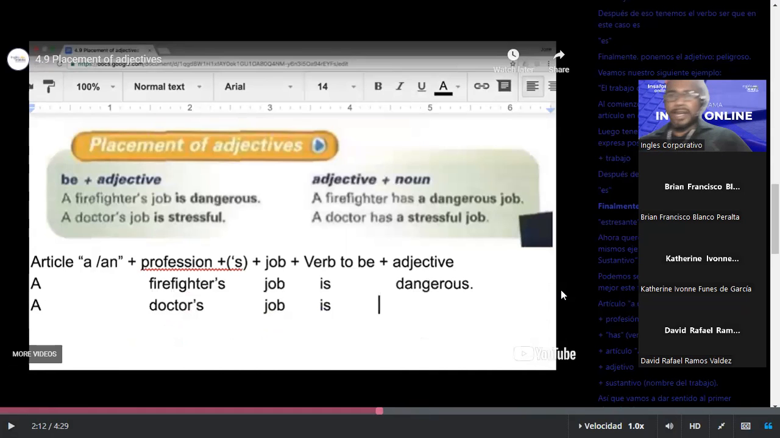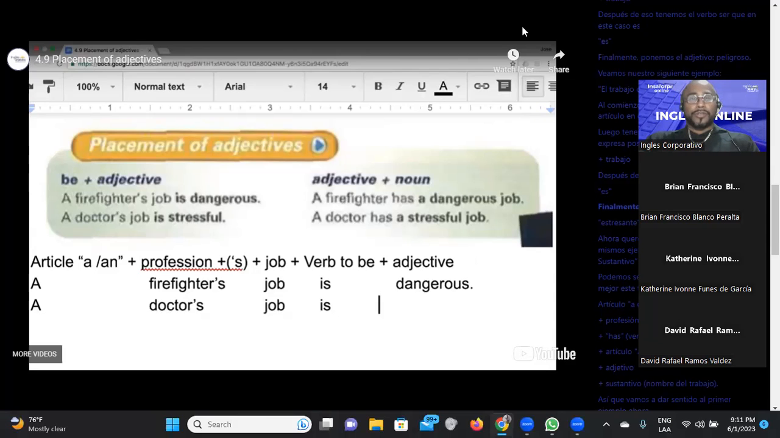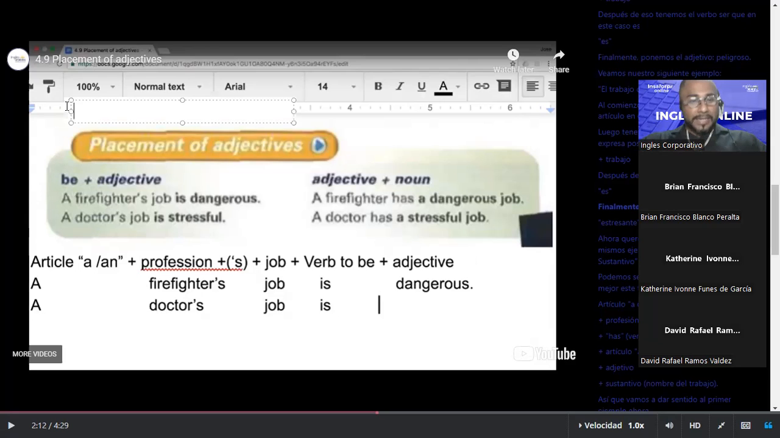All right, guys, let's go ahead and analyze a couple of examples so that you have a better idea. Brian, what is your favorite hamburger? My favorite hamburger is the Big Mac. Big Mac, woo, McDonald's. All right, so you say, la Magnifica, no, the Big Mac. ¿Cómo vas a decir? The Big Mac.